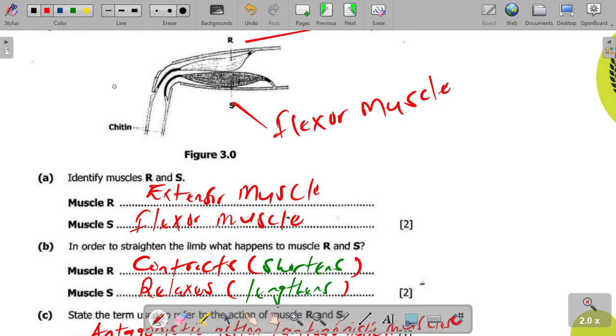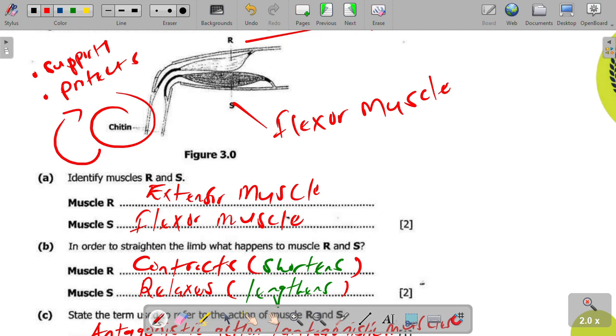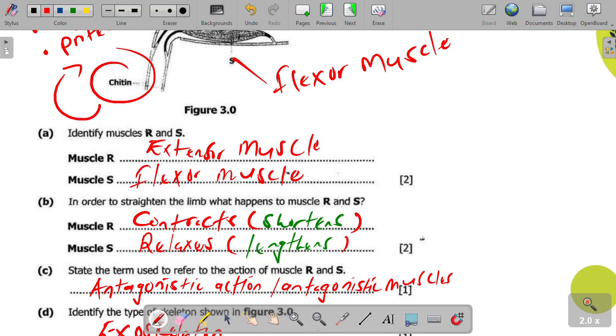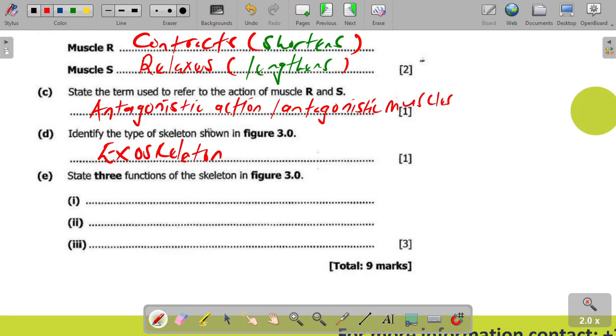So the chitin here, this one here, the function, the examiner might ask you, it what? Supports and protects. Protects what? The body. This here, that's the function. It protects and supports the body. The chitin. Okay, so this is the exoskeleton. You have your 1 mark.